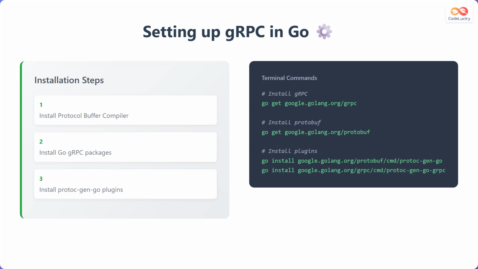The installation process uses Go modules, so you'll run go get commands to download google.golang.org/grpc for the core gRPC functionality, and google.golang.org/protobuf for protocol buffer support. The protoc-gen-go and protoc-gen-go-grpc plugins are installed using go install, which makes them available as command line tools for code generation.